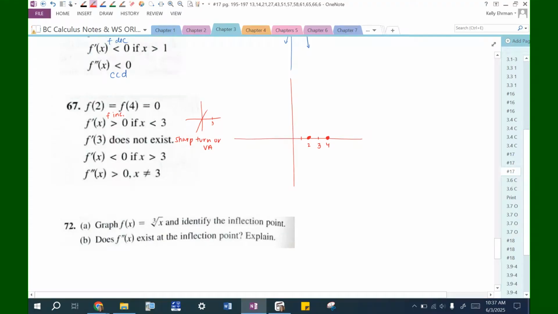F prime is less than 0, so f is decreasing to the right of 3, something like that. And this time we need to be concave up. Again, we can do something with a cusp like this, a sharp turn, or we could do a vertical asymptote through there. Doesn't matter.